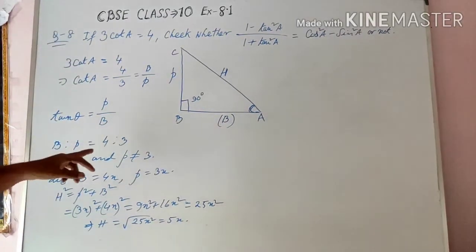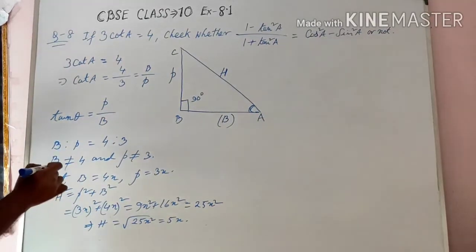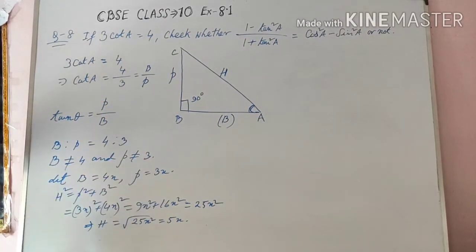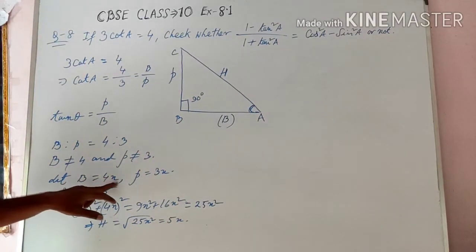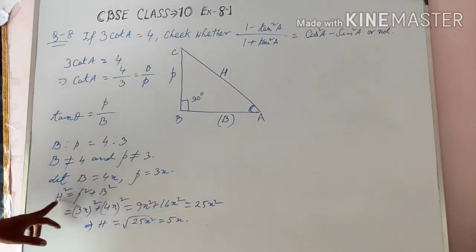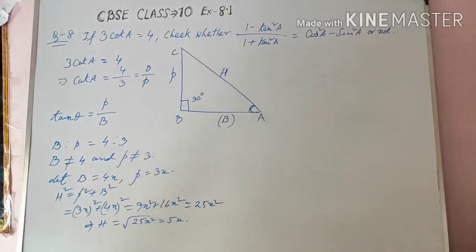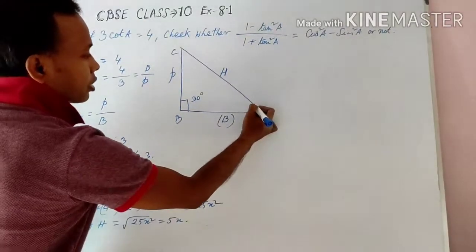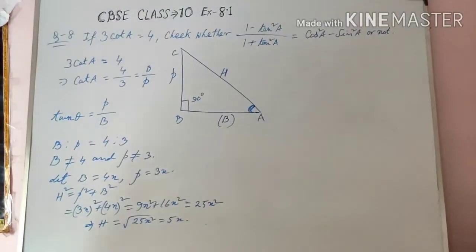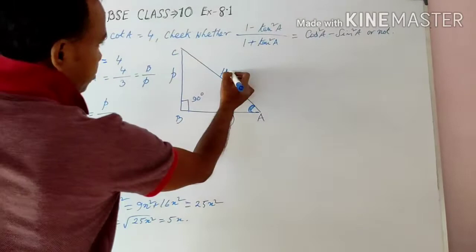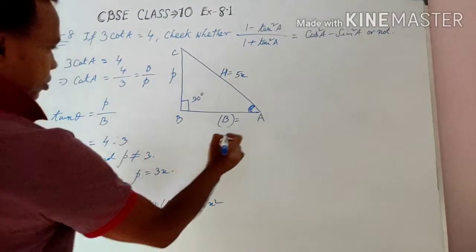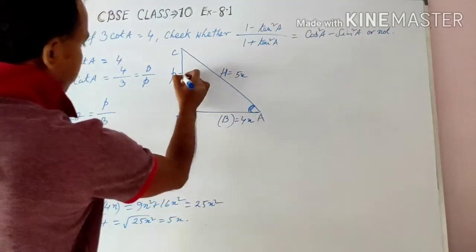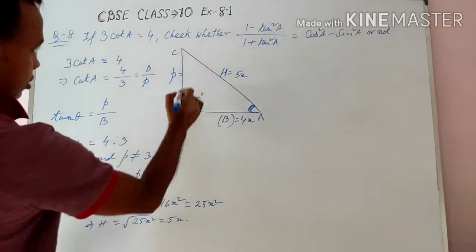Since the ratio is 4 is to 3, we cannot say base is equal to 4, perpendicular is equal to 3. In order to find the common factor, let the common factor be x. So hypotenuse square is equal to base square plus perpendicular square. Here the common factor is x. So hypotenuse is equal to 5x, base is equal to 4x and perpendicular is equal to 3x.